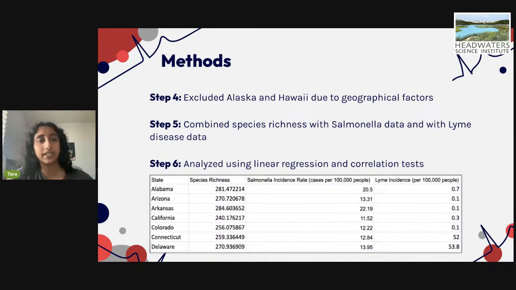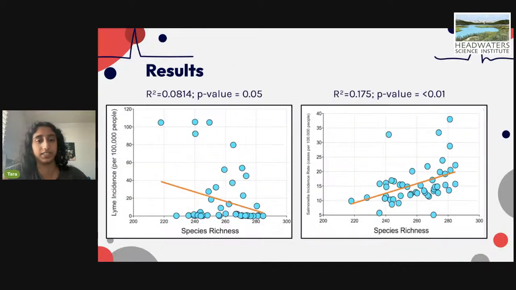So after we had this data ready, we merged the species richness data with the Salmonella and Lyme disease data on Data Classroom. And to identify the relationships in the data, we applied a linear regression model to analyze the relationship between Salmonella incidence rates and species richness, as well as between Lyme disease incidence rates and species richness. And then lastly, we used a linear correlation equation test to assess the significance of these relationships. So from our results, we found out that for Lyme disease, there was a negative relationship.